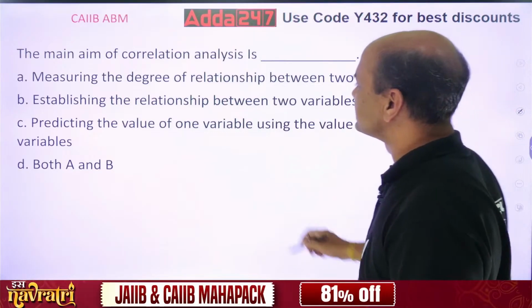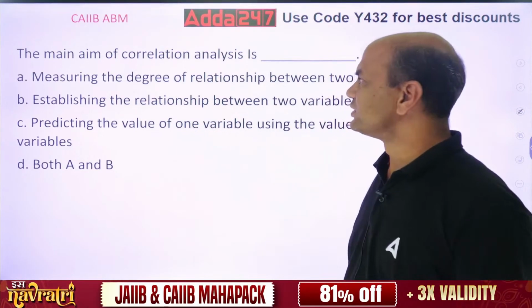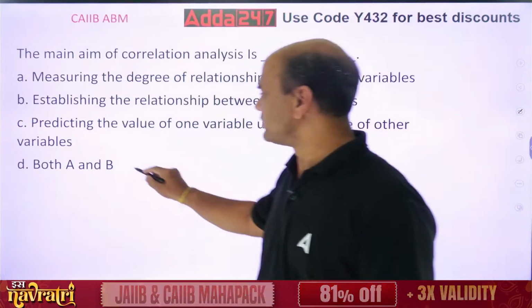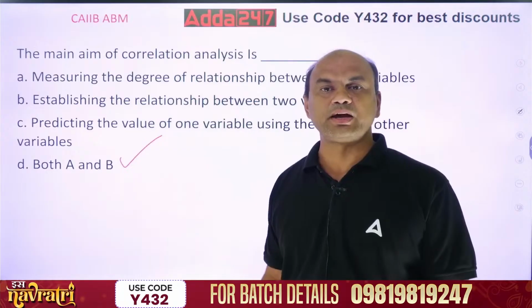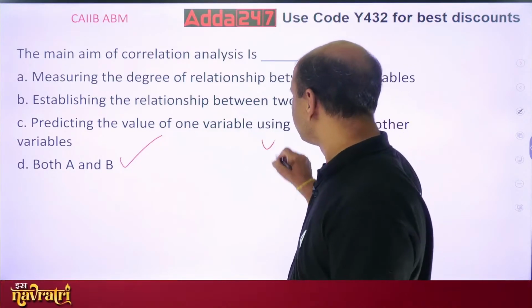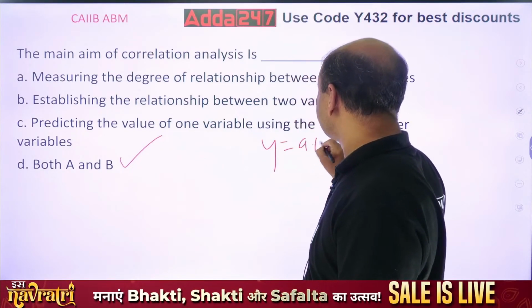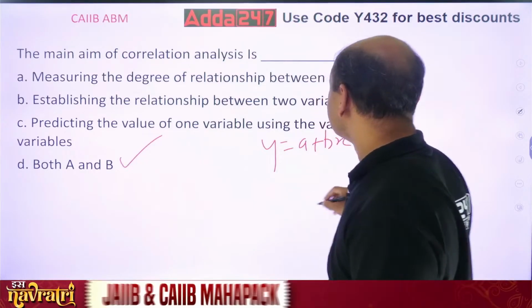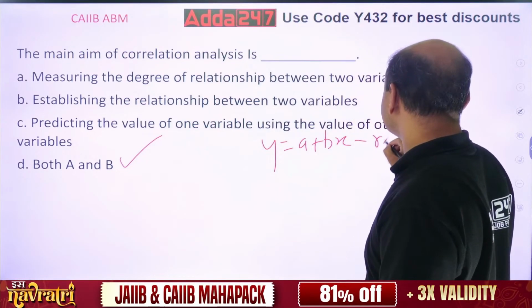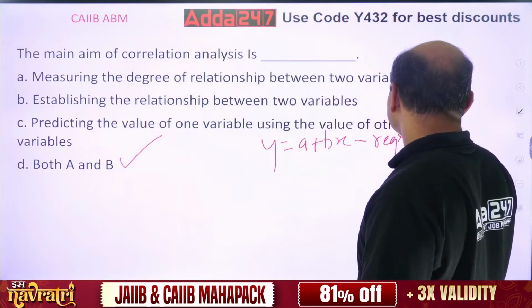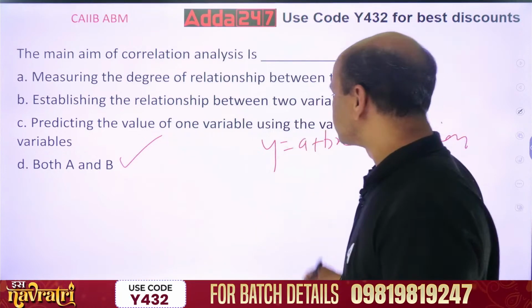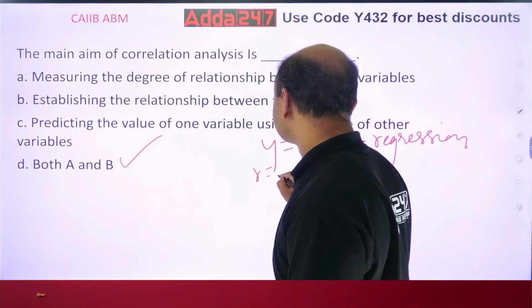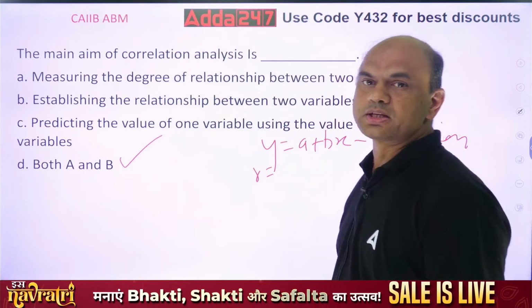Because this is just putting the values, that is not correlation. Correlation means establishing the relationship. Y equals to A plus BX, see, this is known as a regression line. And correlation means R. R equals to coefficient of correlation.